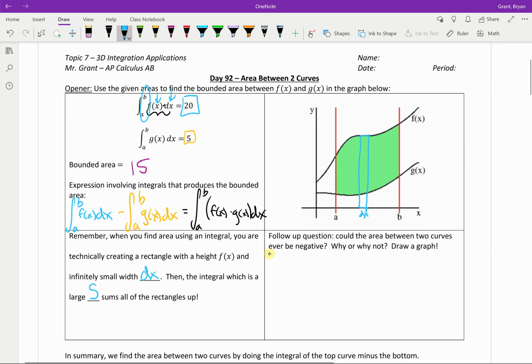Okay. Now what we're really doing is we're taking a big rectangle and then we're taking a small rectangle on the inside, we're subtracting the two of them together, and we get this inner rectangle. So as a follow-up question, by the way, could the area between the two curves ever be negative? Well, I think as long as you stick with top minus bottom, you'll be just fine.